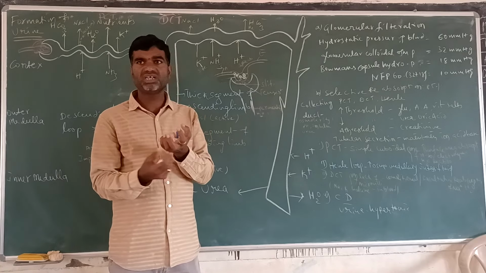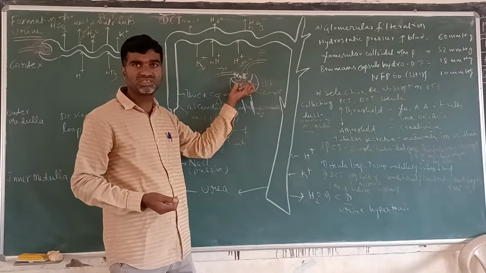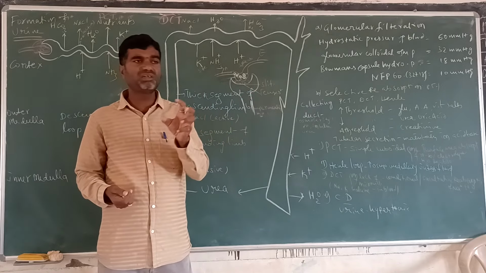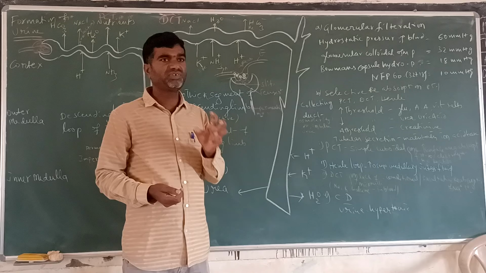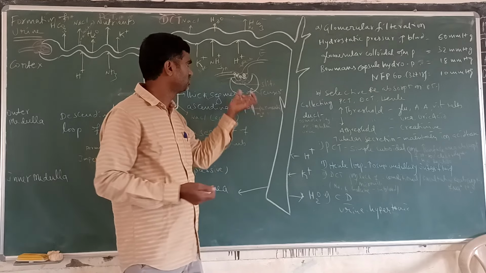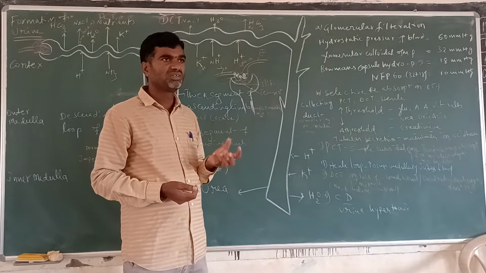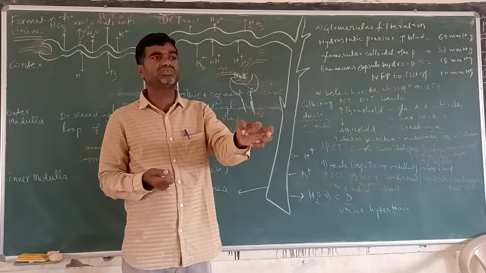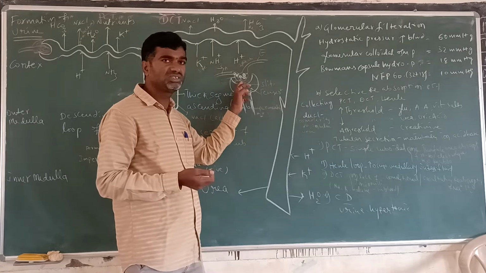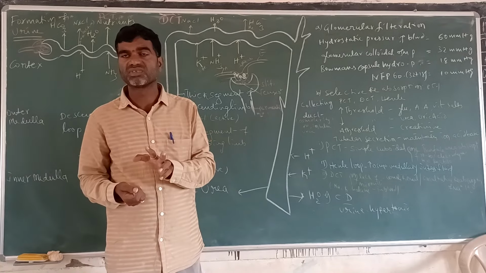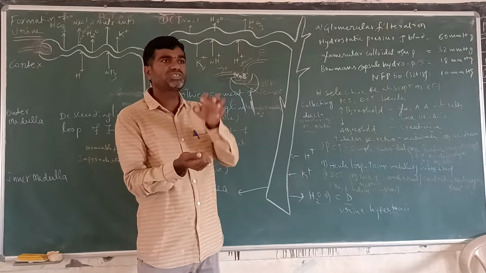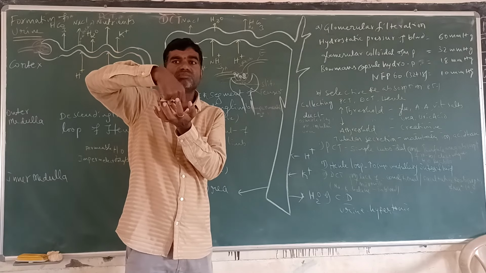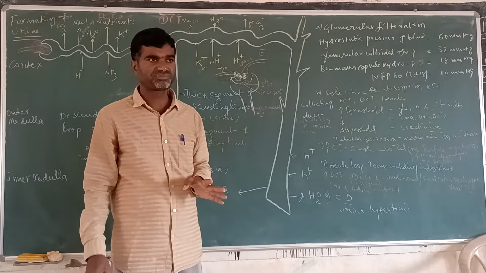Only the tea is taken here. Likewise here it is filtering. So only H2O molecules are filtering here with the help of podocyte cells and fenestration slits. The filtration from the glomerulus into the Bowman's capsule is called ultrafiltration.